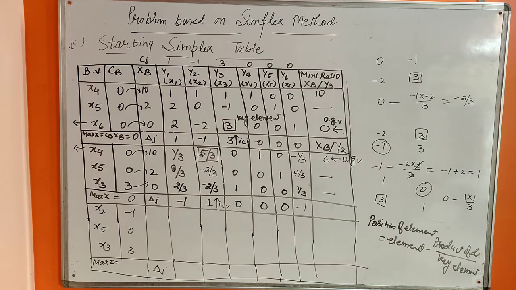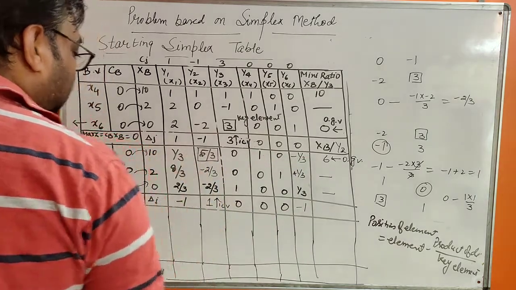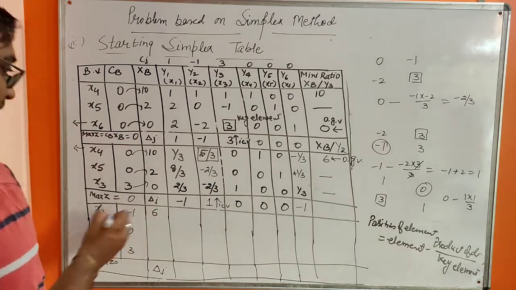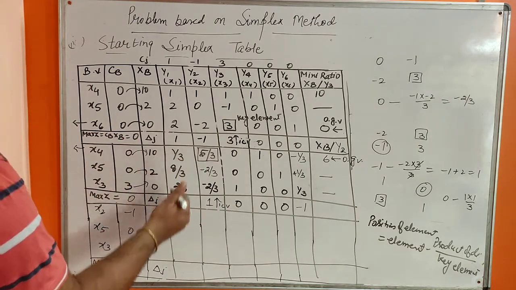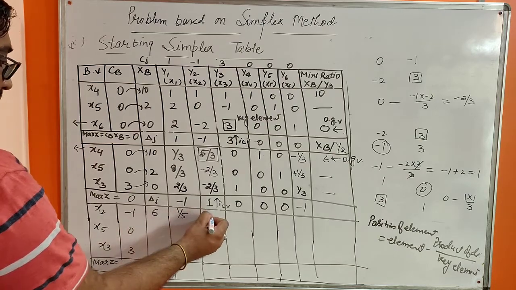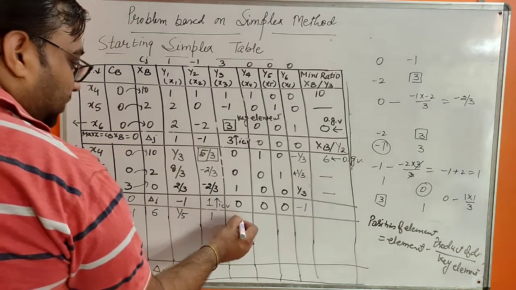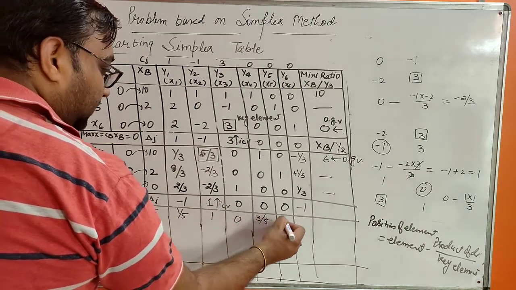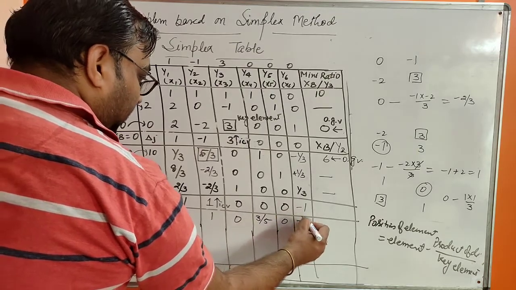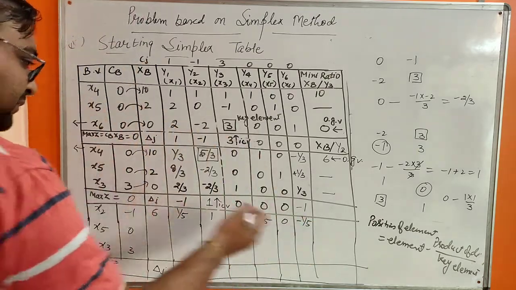Now repeat the entire process. That is, what we have to do? We have to divide entire key element row by the key element. So divide this particular row by 5 by 3. So this will become 6. When we divide 1 by 3 by 5 by 3, this will become 1 by 5. This will become 1, 0, 3 by 5, 0 and minus 1 by 5.